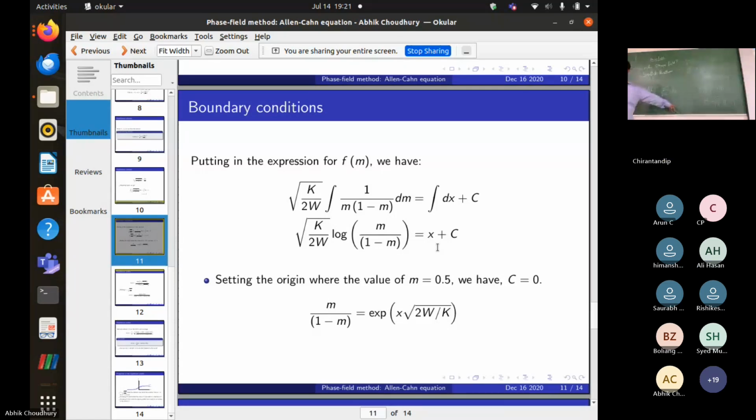Concept of integration. All right. In which case, your variable here is m, but we are doing t. So t upon 1 minus t will become exponential of x root of 2w by k. Is that okay? Now, if that is so, can you give me t of x?